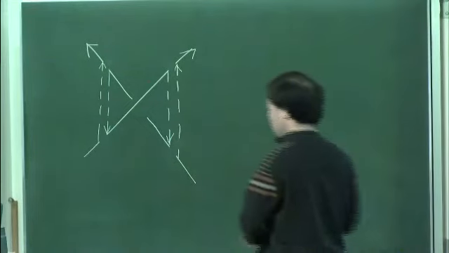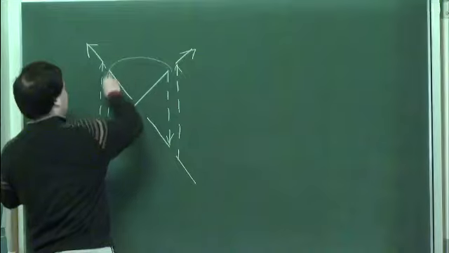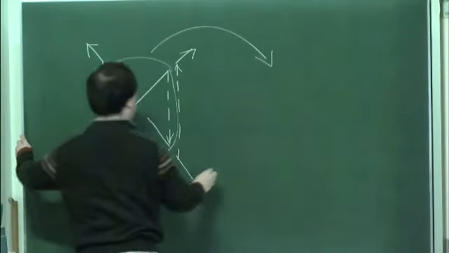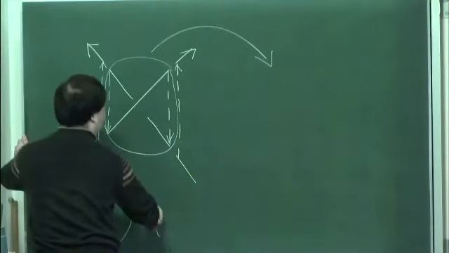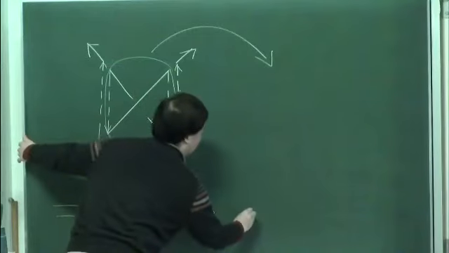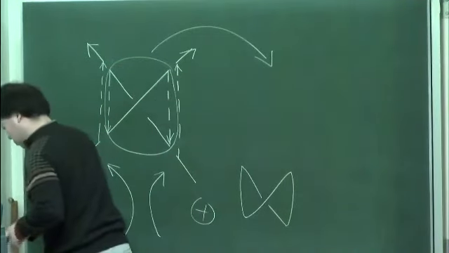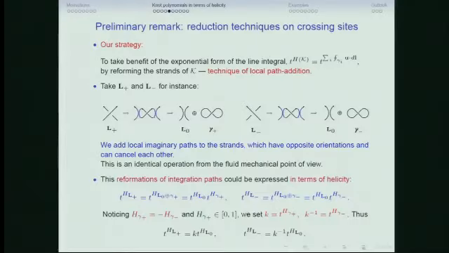Then we can just cut off this part. Then we have this and this part. That is what we did here. Similarly, for the undercrossing, we can do the same job.